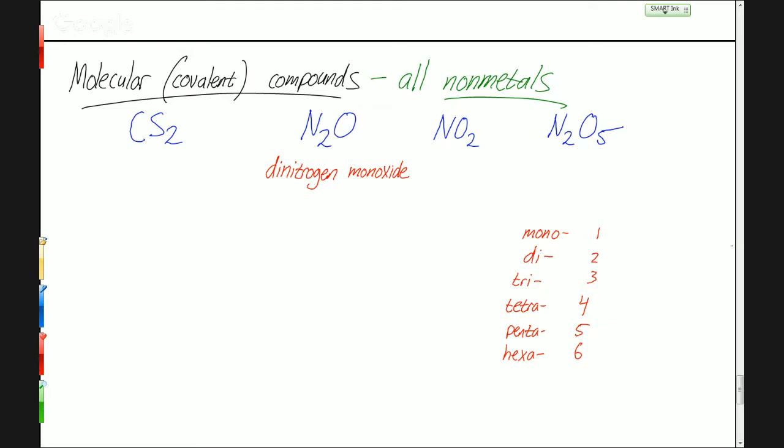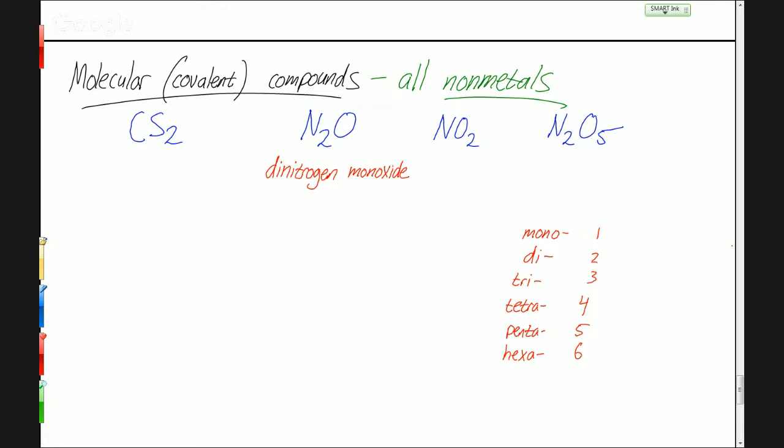And we call that dinitrogen monoxide. So 2 nitrogens, 1 oxygen, dinitrogen monoxide. See, isn't that nice? Now here's the cautionary part from this. People tend to like this way of naming so much that they want to name all the ionic compounds using this way because it's easier.